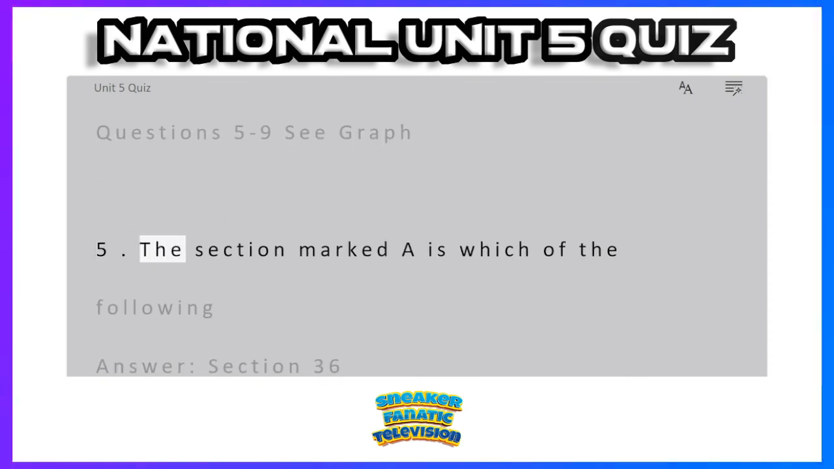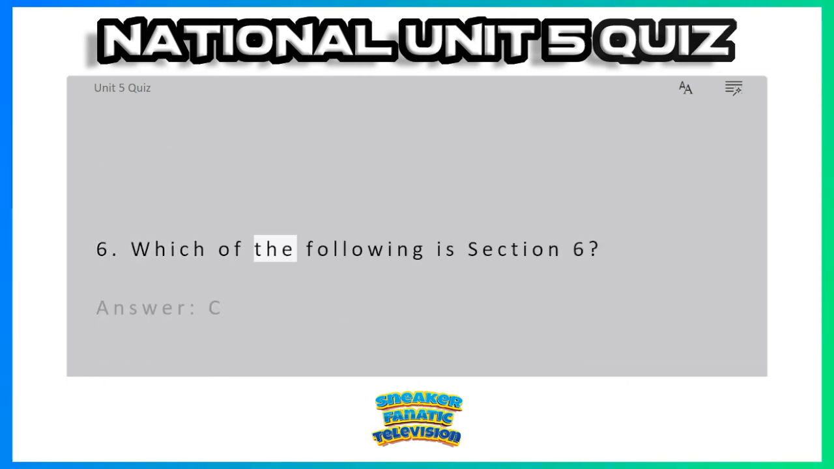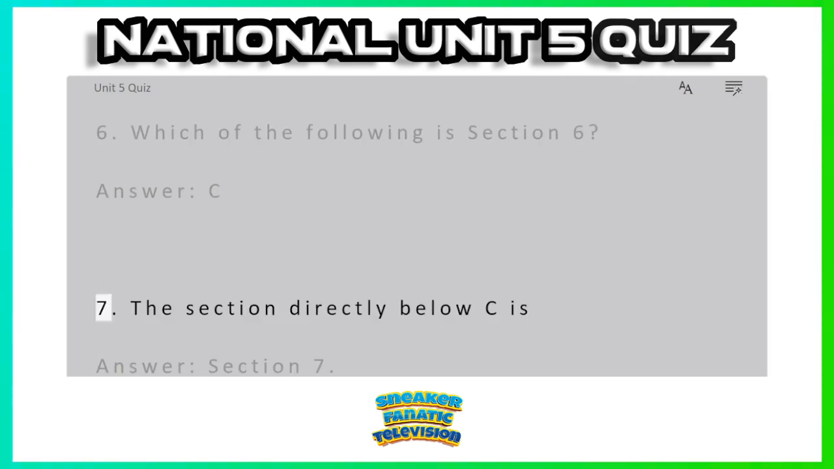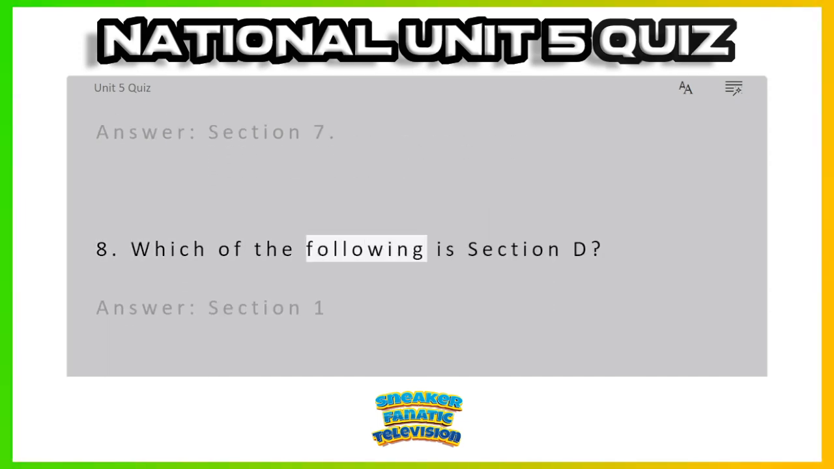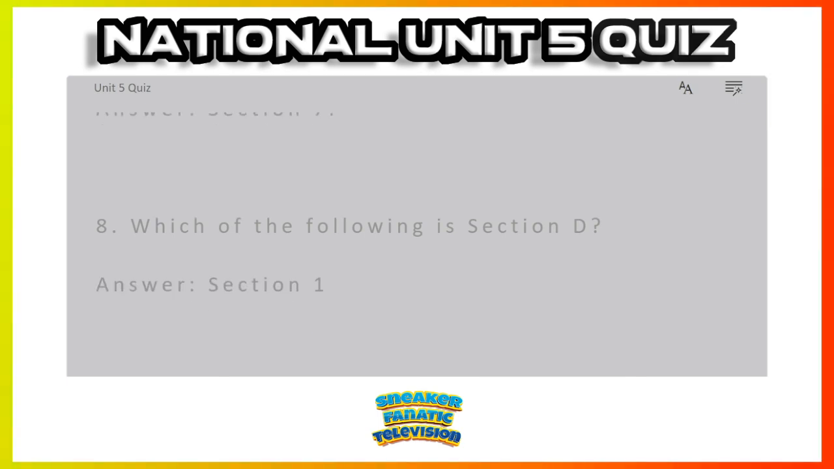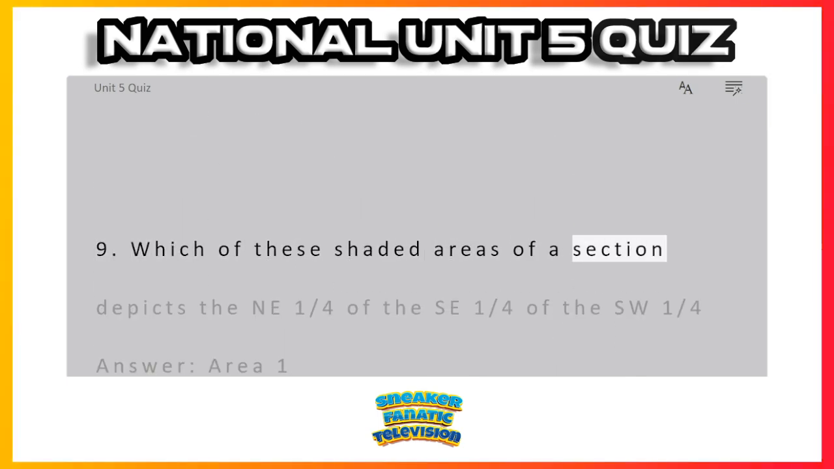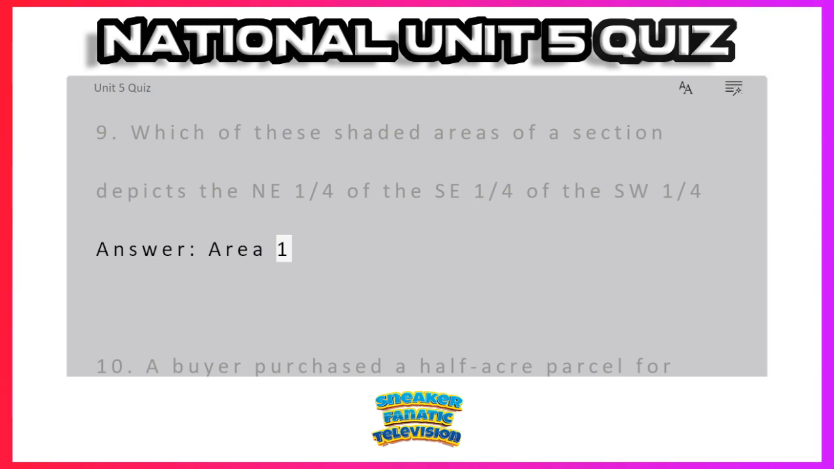5. The section marked A is which of the following? Answer: section 36. 6. Which of the following is section 6? Answer: C. 7. The section directly below C is. Answer: section 7. 8. Which of the following is section D? Answer: section 1. 9. Which of these shaded areas of a section depicts the NE 1/4 of the SE 1/4 of the SW 1/4? Answer: area 1.